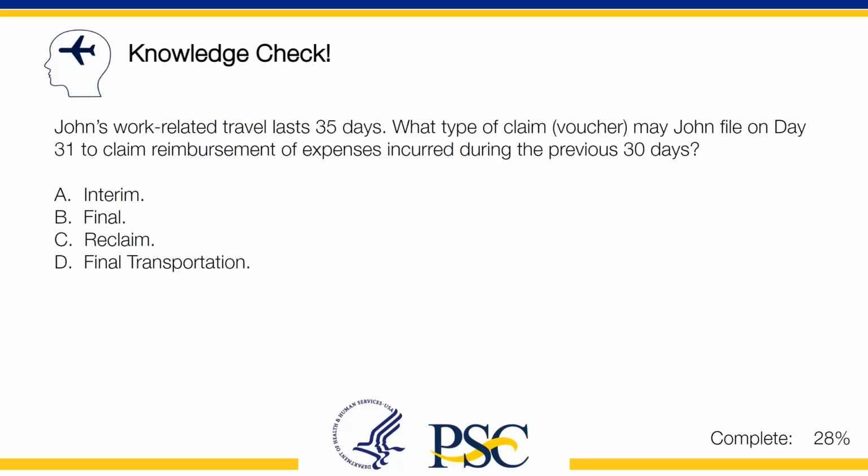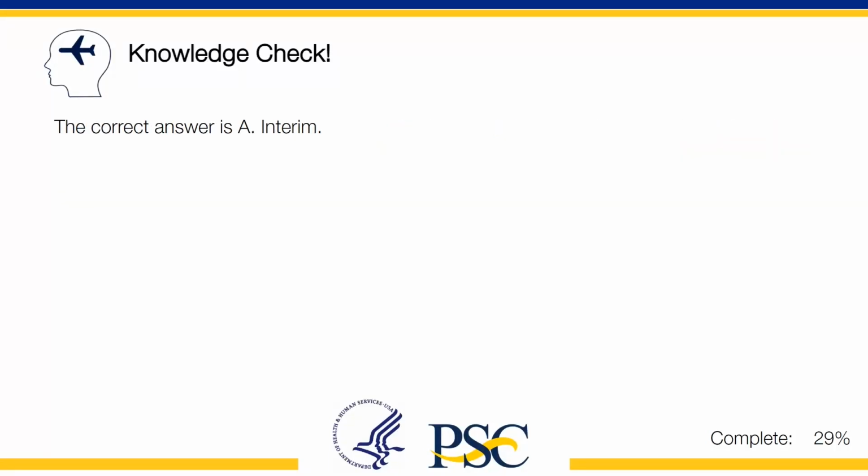5. John's work-related travel lasts 35 days. What type of claim, voucher, may John file on day 31 to claim reimbursement of expenses incurred during the previous 30 days? A. Interim. B. Final. C. Reclaim. D. Final transportation. Click pause, consider your response, and resume the video to learn the correct answer. The correct answer is A.